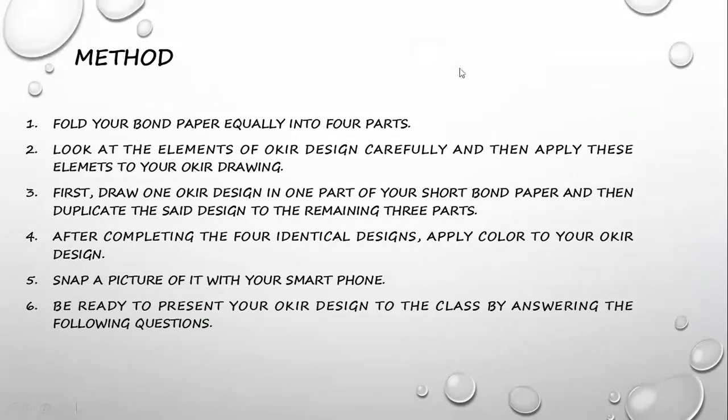So, here are the methods in making an ochre. Number 1, fold your bond paper equally into 4 parts. Number 2, look at the elements of ochre design carefully and then apply these elements to your ochre drawing. Third, first, draw one ochre design in one part of your short bond paper and then duplicate the said design to the remaining 3 parts.